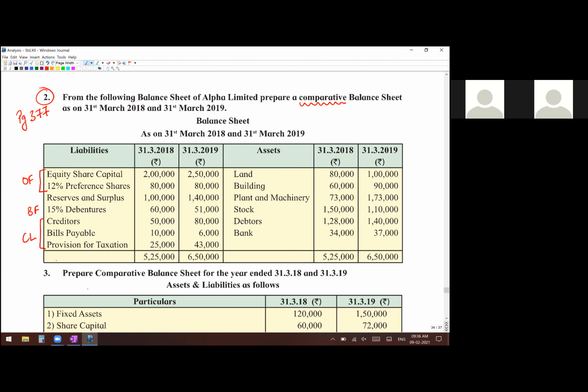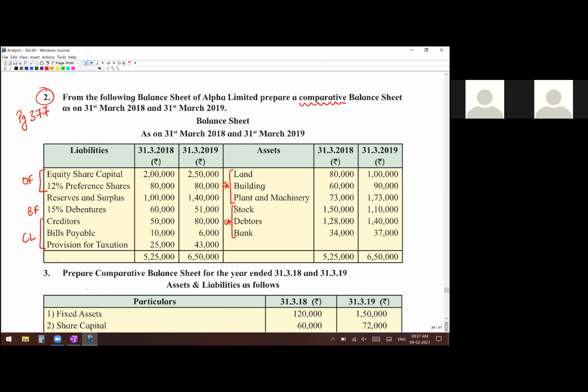On the asset side, you have land, building, plant and machinery. The first three items are all fixed assets. If you want, you also can make a note of this. I'm just classifying and writing separately. Then the next three items, stock, debtors and bank, all of these are current assets. They have asked you to prepare a comparative balance sheet, which means you will be preparing 4 columns. One particulars column, one column for the year 2018, one for 2019, then the change in amount, which is known as absolute change, and then one percentage change column.